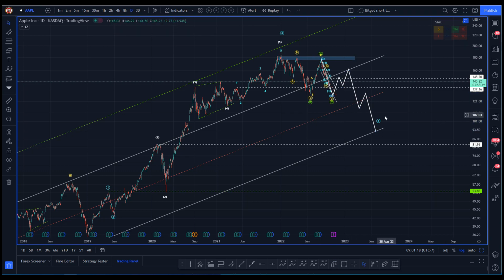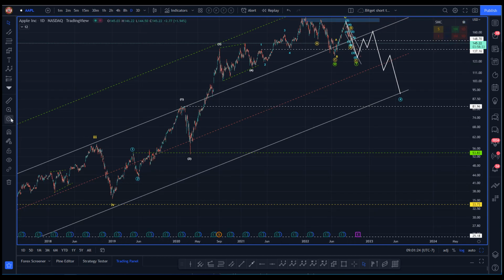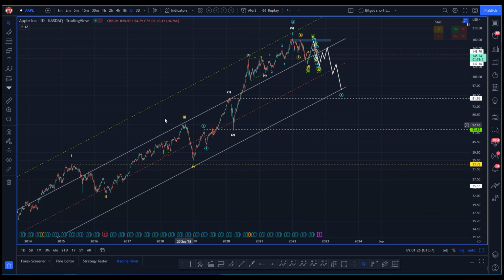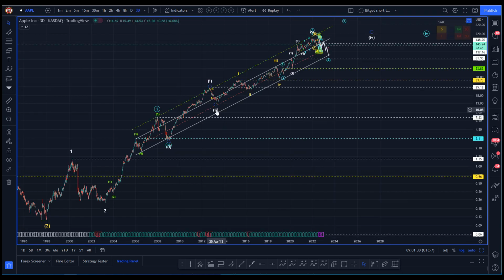So we get a triple. Put it down here, more in line, right? So now you're more in line with the channeling, the Elliott channeling, and I think you'd be closer to... here, can I do it? I can't do it on a daily. We're looking for the retrace, we're looking for the retrace here.